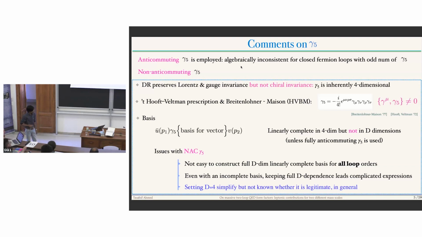And initially, at least a few years back, it was not entirely sure whether we can set D equal to 4 to simplify the calculation to construct the projector. But nowadays people do it, because people have seen evidence that this will give you the correct result as long as you are interested in looking at only the finite remainder at a certain loop order.